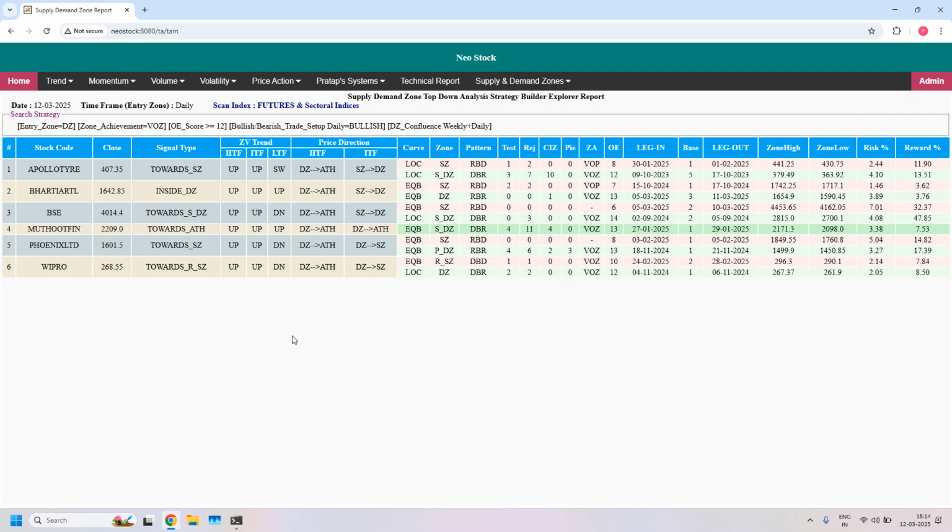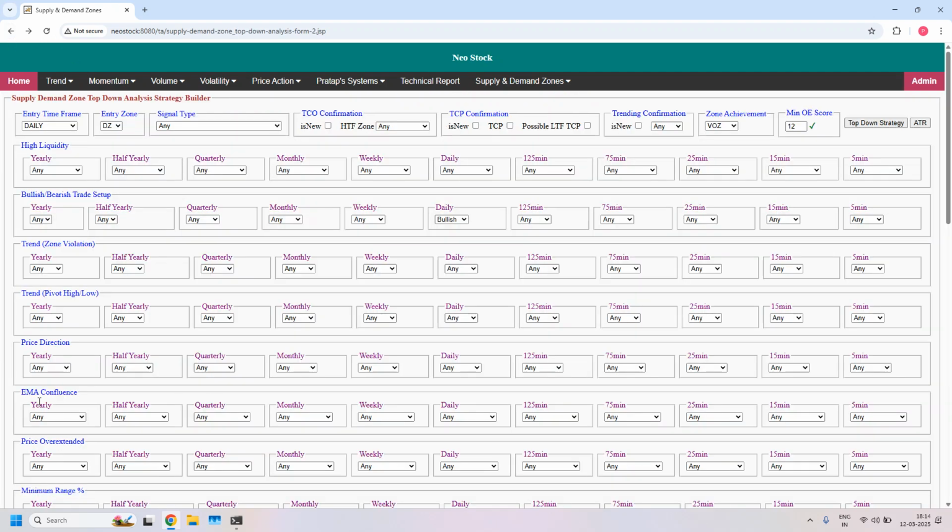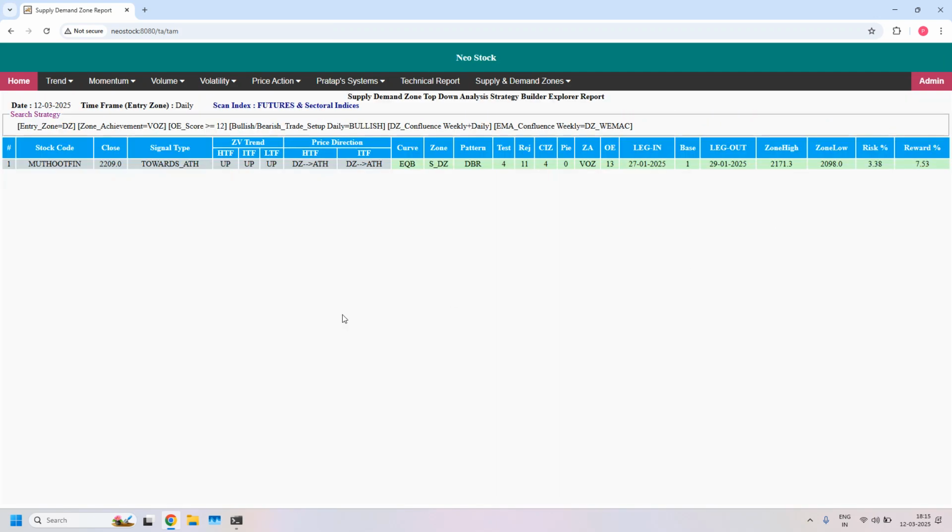If the weekly demand zone has weekly EMA confluence, there could be an even higher probability of success, and also the weekly trend is an uptrend. ITF trend is weekly. So I am setting the EMA confluence filter at the weekly time frame because the daily is overlapped with the weekly zone. That's why we are checking that the weekly demand zone has weekly EMA confluence and the trend is an uptrend. So one stock is filtered. This stock might have a higher probability of success, and it has already been tested 4 times.